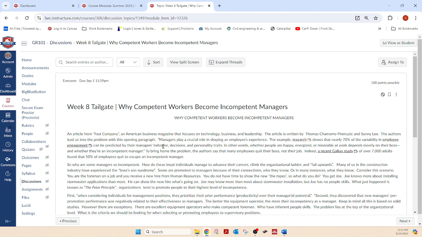And it talks about what's called the Peter Principle, and maybe some of you have heard of that. We promote people to their highest level of incompetence, and I just love that saying. A little bit hard to grasp at first, but we keep promoting them to a point where they can't do their job. They're not managers.